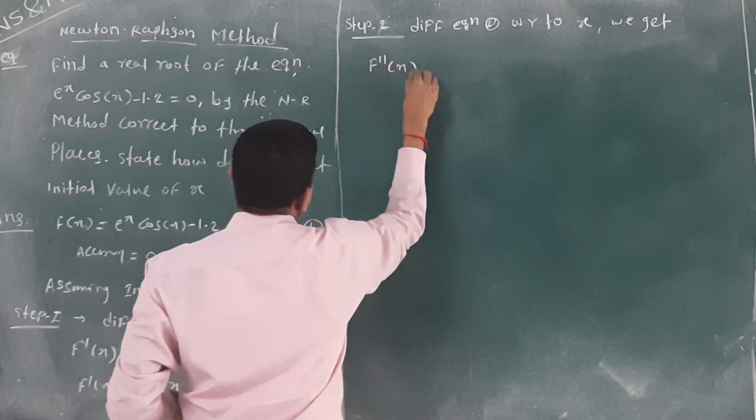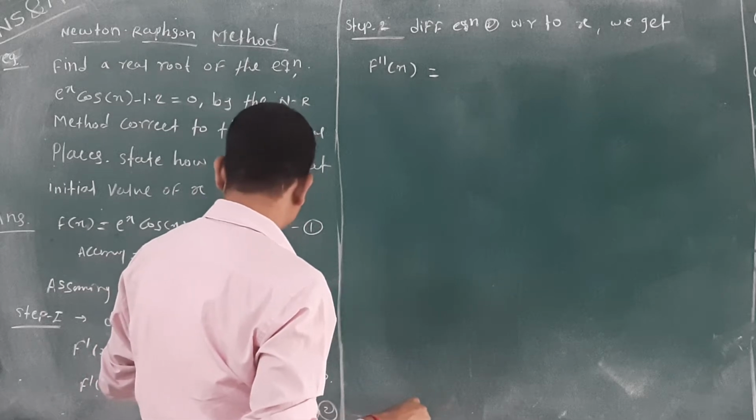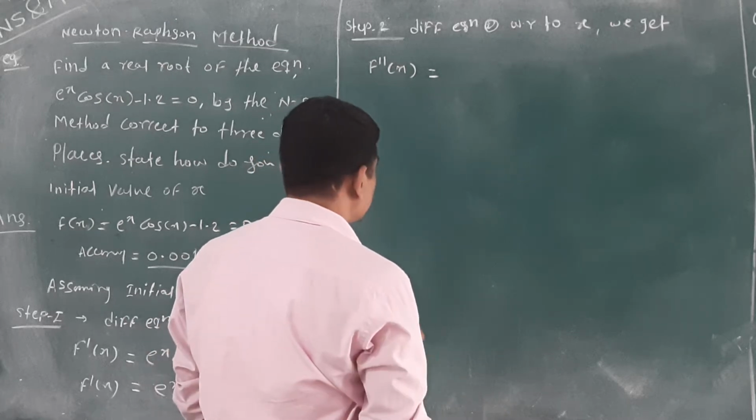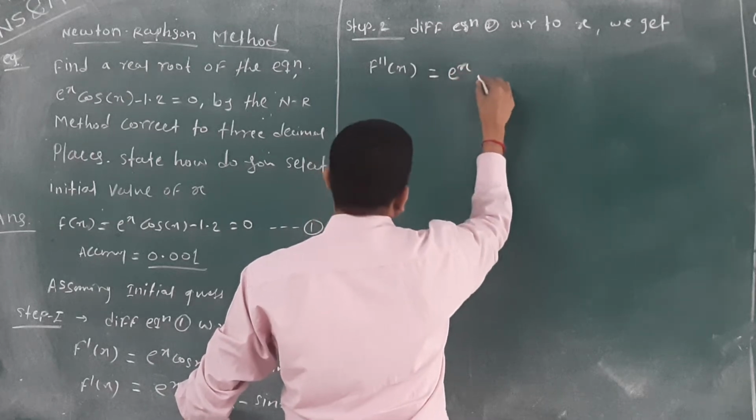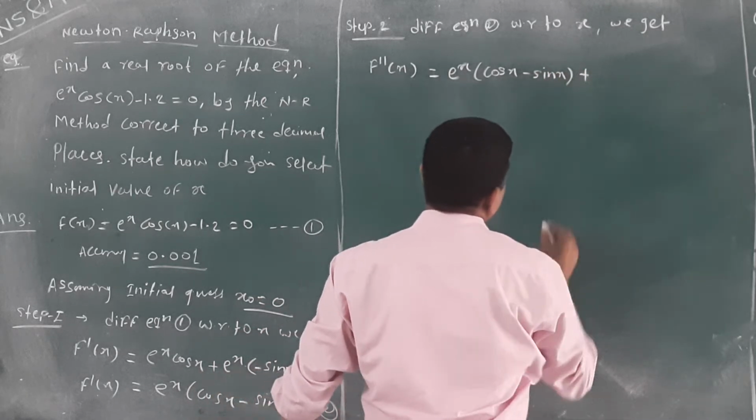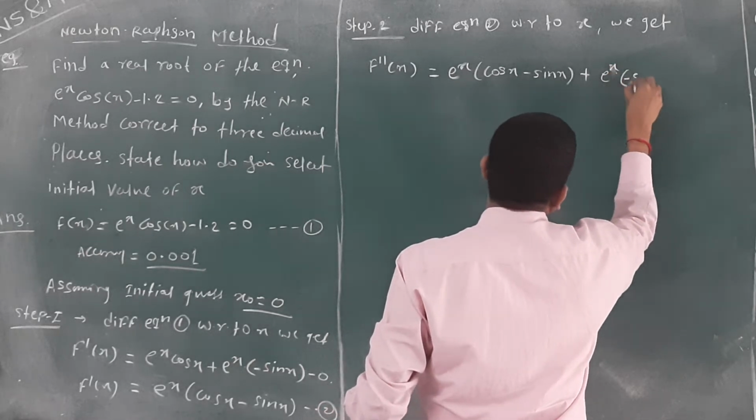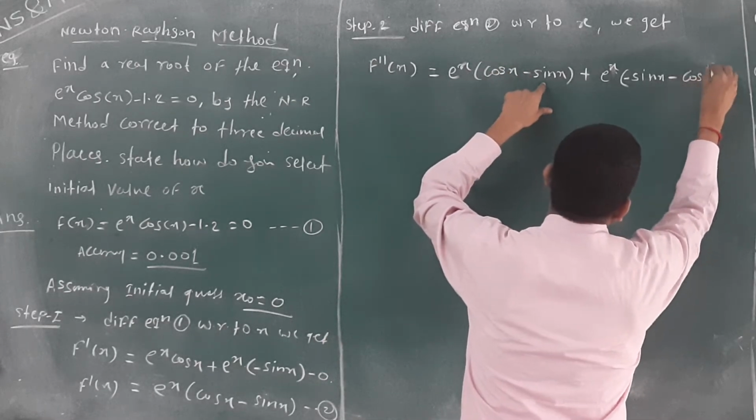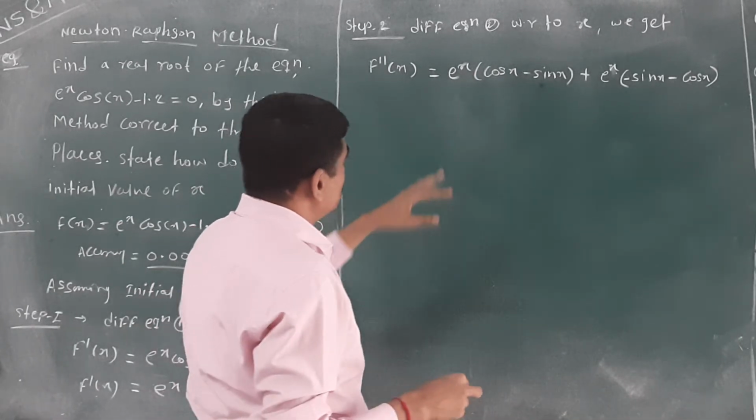f''(x) is equal to, check that, how to solve this? e^x into (cos x - sin x), we want to calculate the derivative: e^x (cos x - sin x) plus e^x as it is times the derivative of (cos x - sin x). What is the derivative of sin x? It is cos x. When you differentiate equation 2 with respect to x, then we will get this equation.